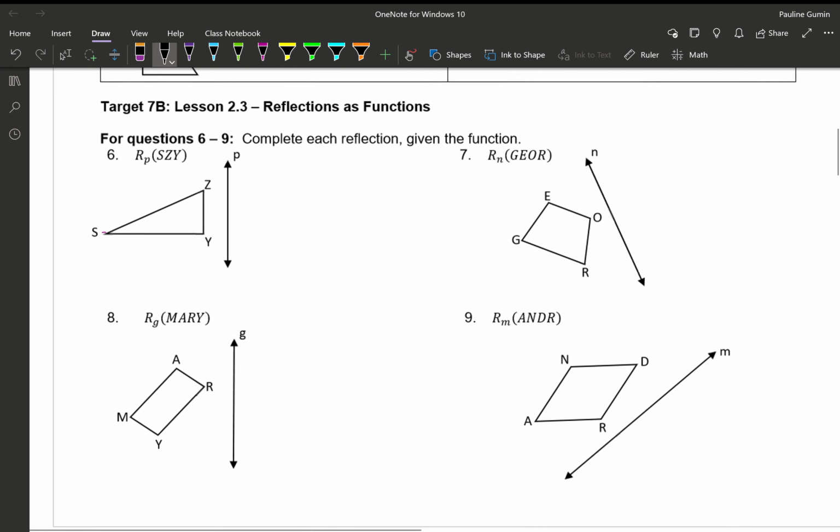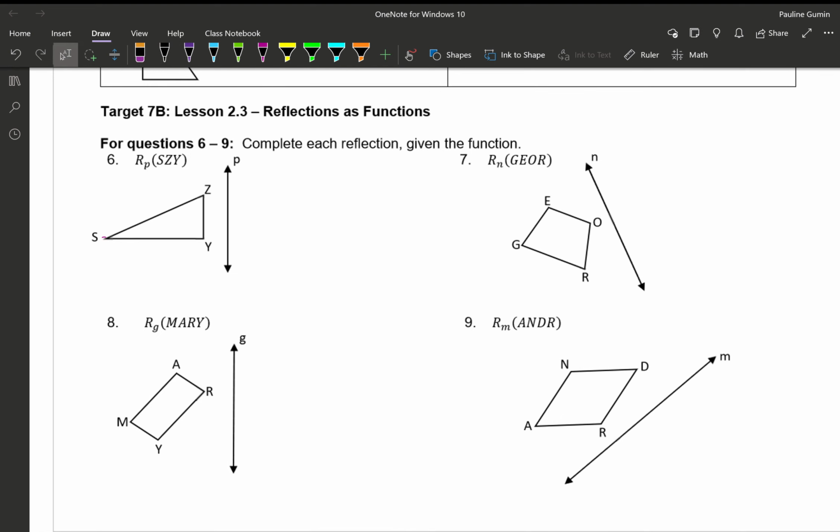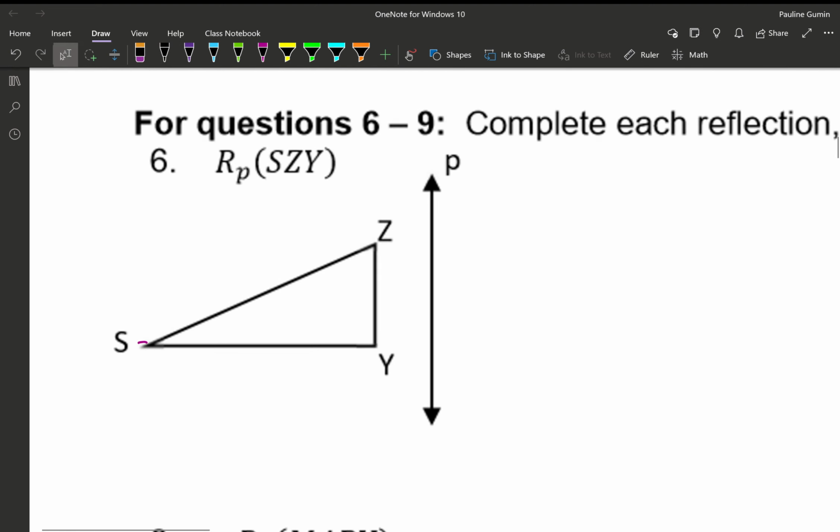All right, for numbers 6, 7, 8, 9, we're going to reflect. Once again, I'm going to use the magic of technology. I recommend using a ruler or patty paper, whichever way you were taught. Okay, so what I'm going to do is reflect the triangle SZY over the line P. Now, in order to do that, I'm measuring the distance between each point of the triangle and the line P, and then creating the same distance on the other side. So you're using a ruler, I'm using technology.